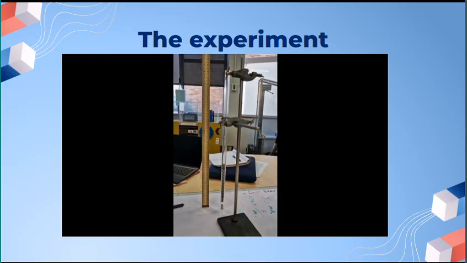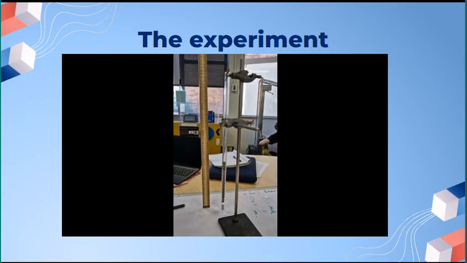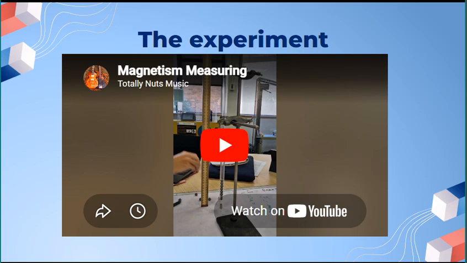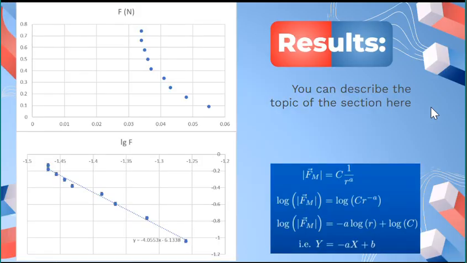Once we got the data from the experiment, it was put into Excel to find a value, A, using the same formula, to derive the A out of F is equal to C1 over R to the A. Logarithms were used to separate this out, as shown in this area here.